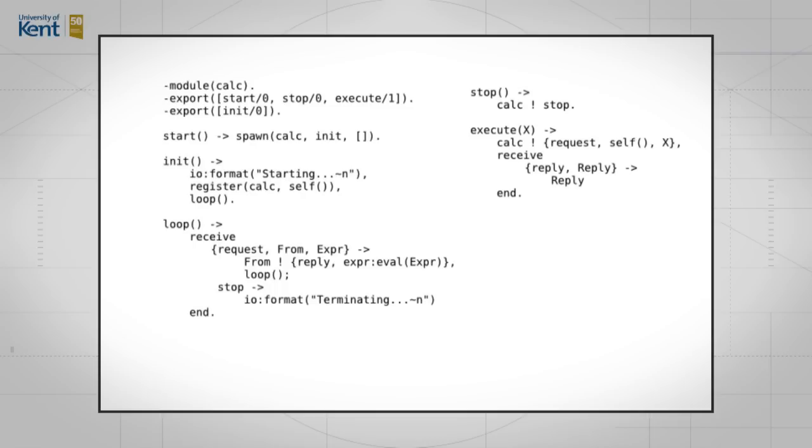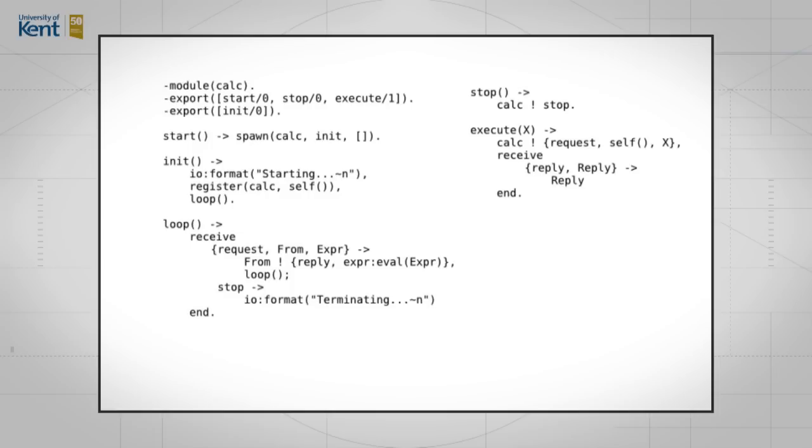And what does it do? It says spawn calc init. That spawns a parallel process, init. And then what init does is it registers itself. You see the second line of init says register calc with self. And that is equivalent to going to DNS and registering your name. And then it goes into a loop. The loop just waits for a message that says, OK, go do something, and it does it.